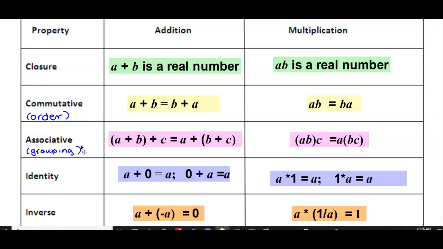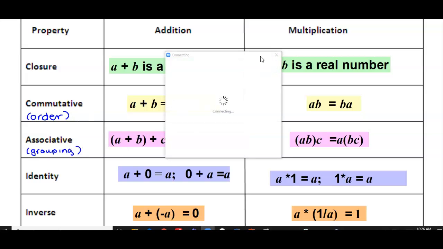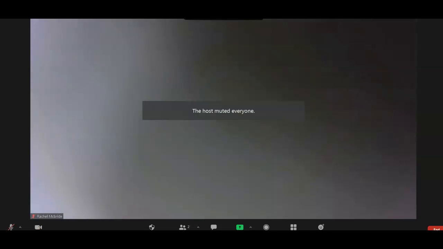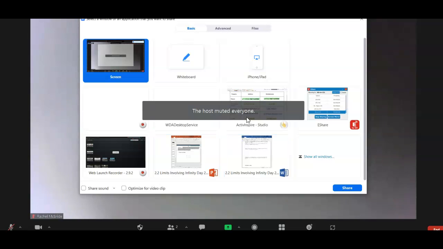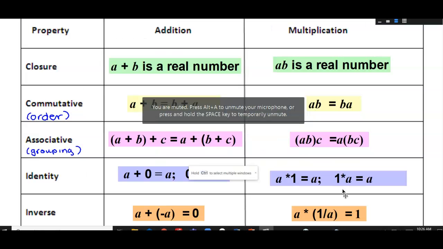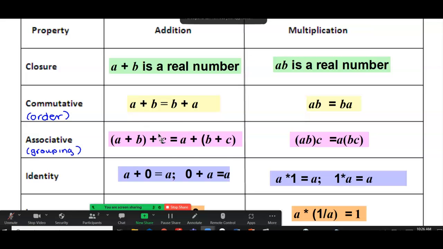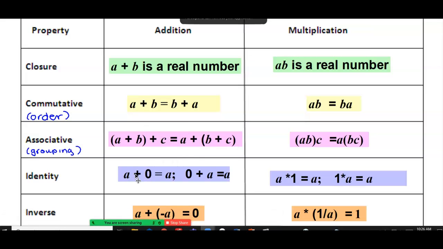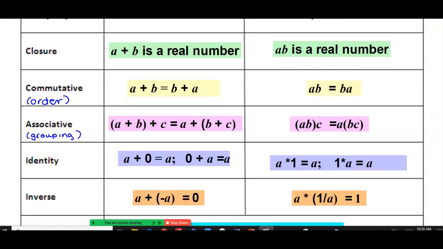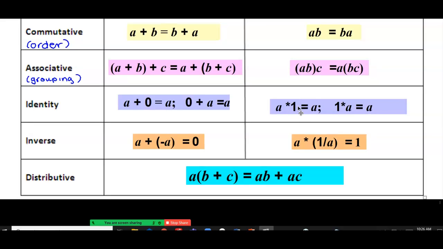The associative property says the way we put parentheses or brackets does not matter. It says the way that we group parentheses or brackets does not matter. The identity says that we can add 0 to A and it will still equal A. We can multiply by 1 and it will still equal A.